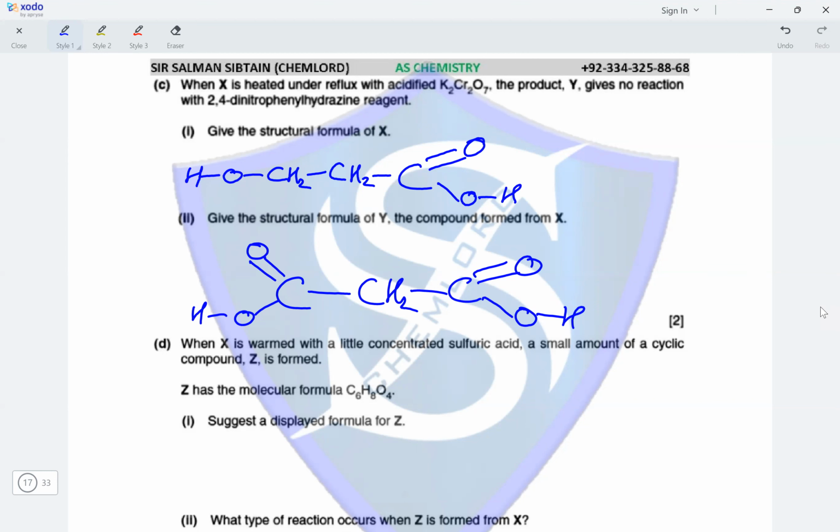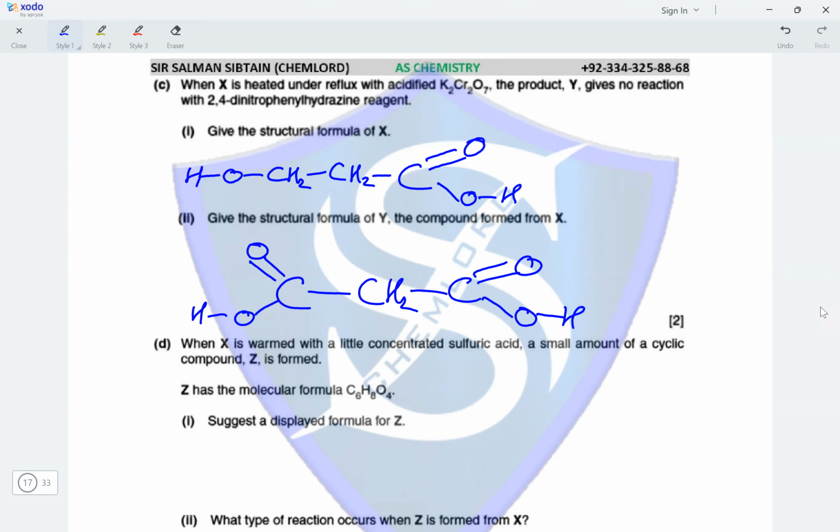So X has a carboxyl group and an alcohol group present. So if we have two molecules of X together, we would end up with the OH group of one molecule reacting with the C=O group of another, and the C=O of molecule 2 reacting with the OH group of molecule 1. So in this way, we have the formation of a cyclic diester. So they're asking us to suggest a displayed formula of Z.